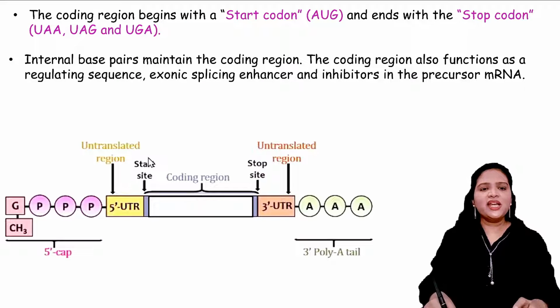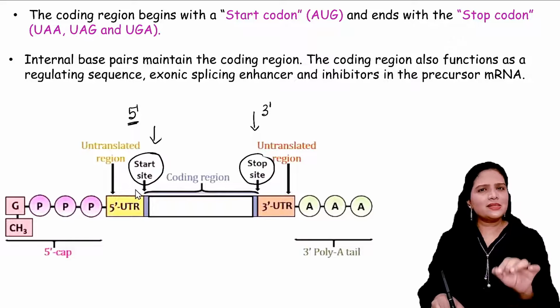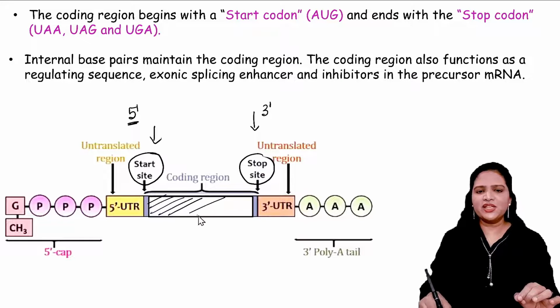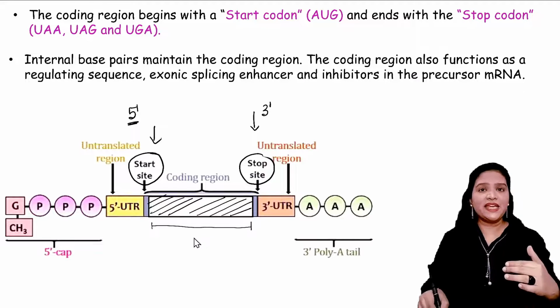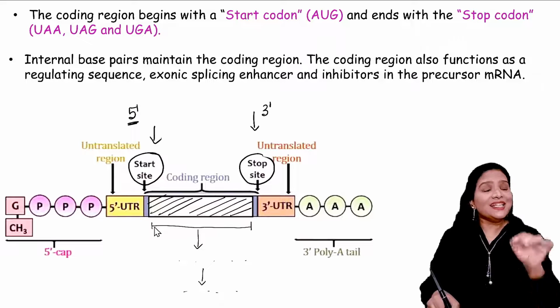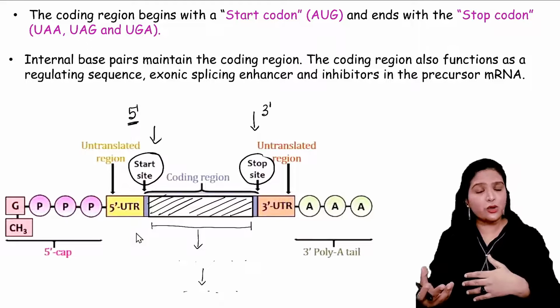Now, next to the untranslated region, inside, at the 5' end, there is a start codon. At the 3' end, there is a stop codon. So what are the start and stop codons? This center part is the coding region. The coding region contains the genetic information from the DNA which has to be translated, what protein has to be synthesized, right? So how does the ribosome know when to start protein synthesis and when to stop?